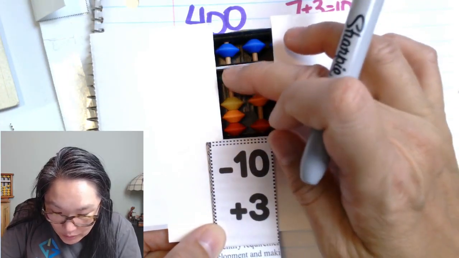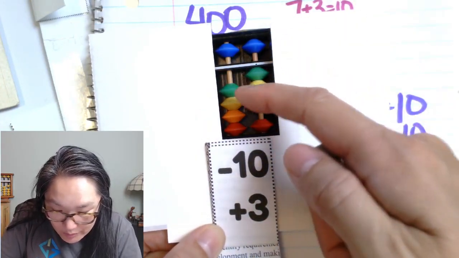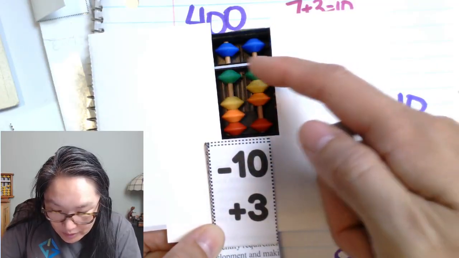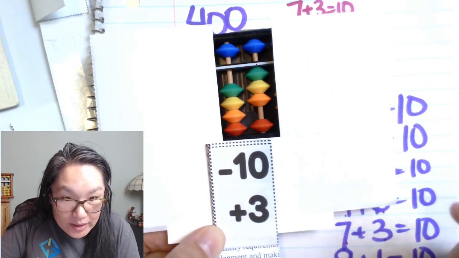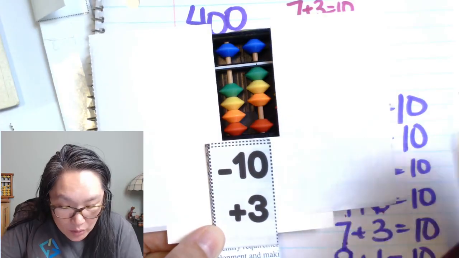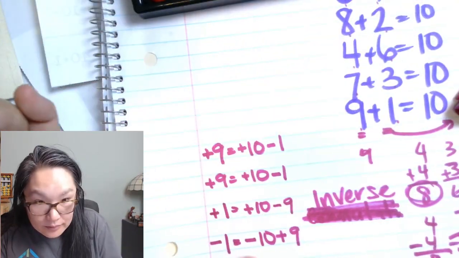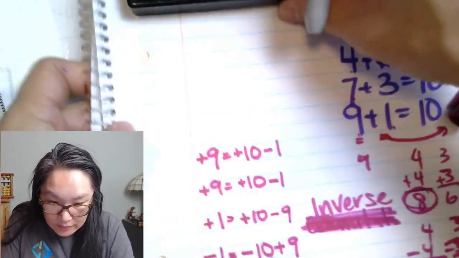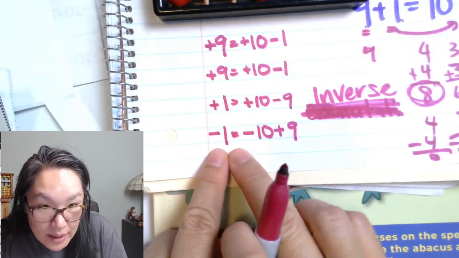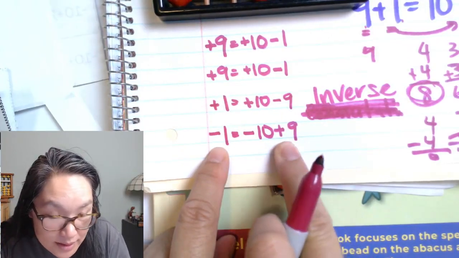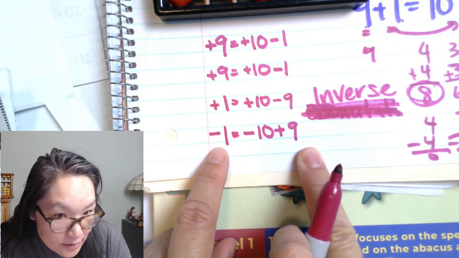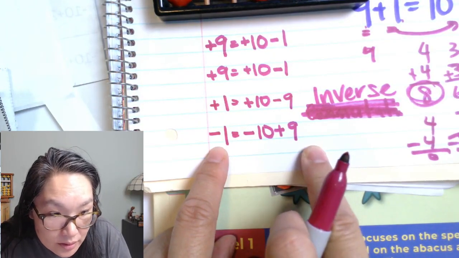Notice I don't have any beads to add the 10. Do you remember what we're doing here? We're going to take away the 10. But there's not enough beads to take away the 10. What do we do? Do you remember this? Right here? Minus the 1 is equal to minus the 10 plus the 9. Do you see how they build on each other?